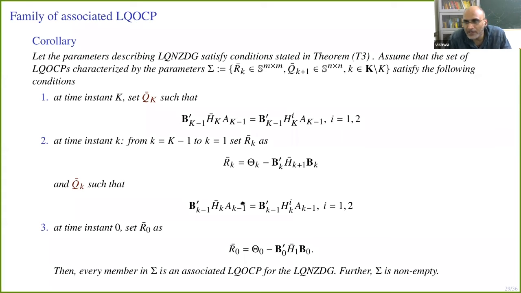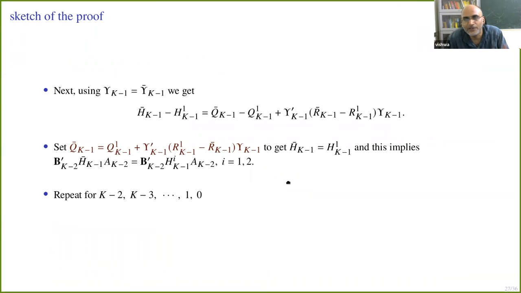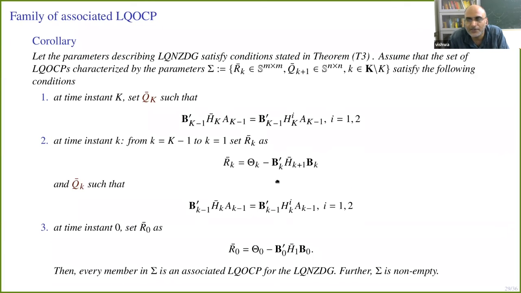So then, following the same lines of the proof, we can immediately show that the so constructed optimal control problem indeed provides a feedback Nash equilibrium of the game. And this set is always non-empty, because we already constructed one particular solution in the previous proof, right? So that means this choice always exists. So this set is non-empty.